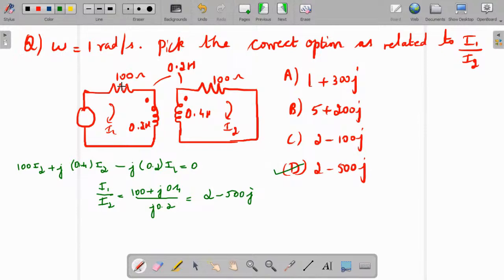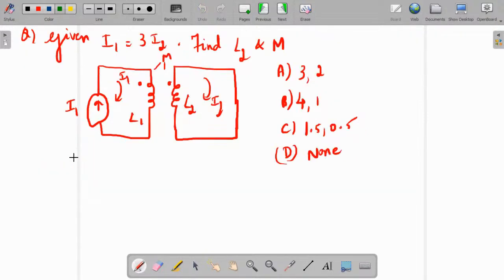Okay, இங்க j omega L1 தான். Okay, ஆனா இங்க omega என்ன வேல்யூ கொடுத்துருக்காங்க? 1 கொடுத்துருக்காங்க. So omega பிளேஸ்ல நம்ம 1 multiply பண்ணிருப்பேன். So டைரக்டா இங்க j into 0.4 அப்படின்னு எழுதியிருக்கேன். Okay, next.